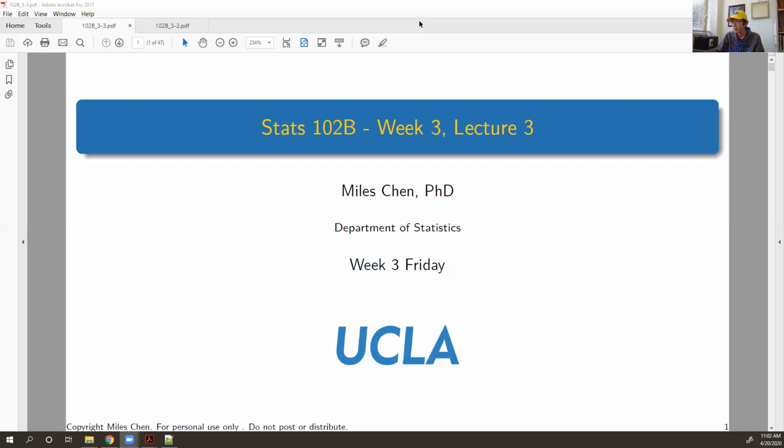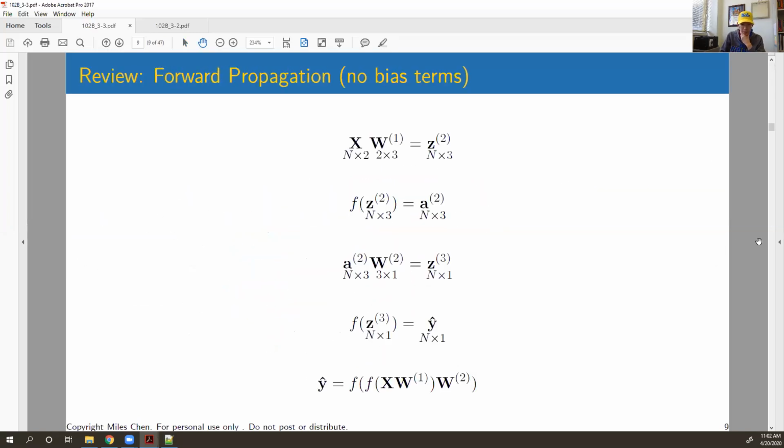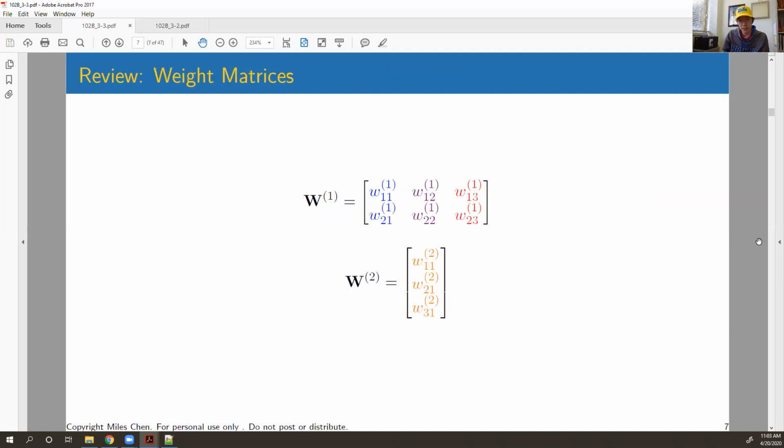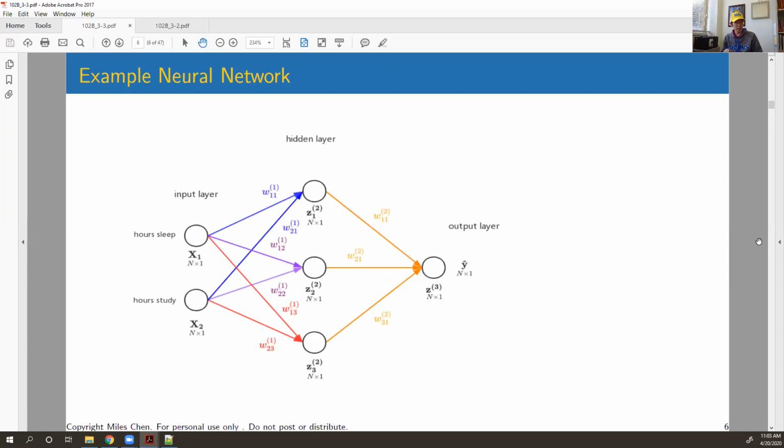So today I'm going to continue our lecture where we're going to finish the back propagation. On Friday we worked through back propagation to figure out the derivative with respect to the second weight matrix. So here again, this is where we are: we are doing neural networks.